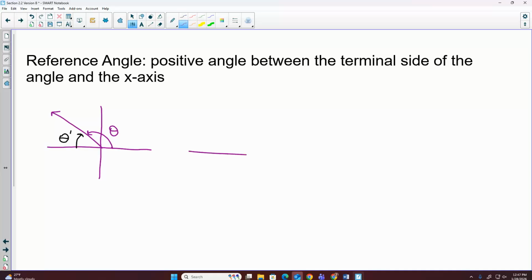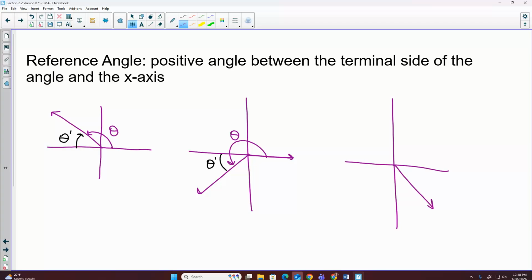So if I were in the third quadrant, we know an angle in the third quadrant would look like this. The reference angle is how far it is from the x-axis, so it's just this piece right here. If I were in the fourth quadrant, so this is my angle, the reference angle would be this part, the distance to the x-axis.